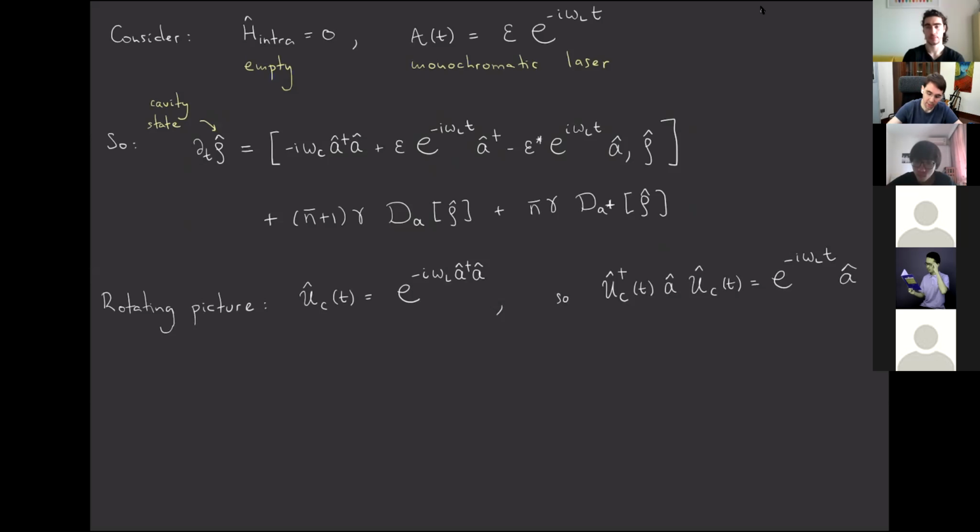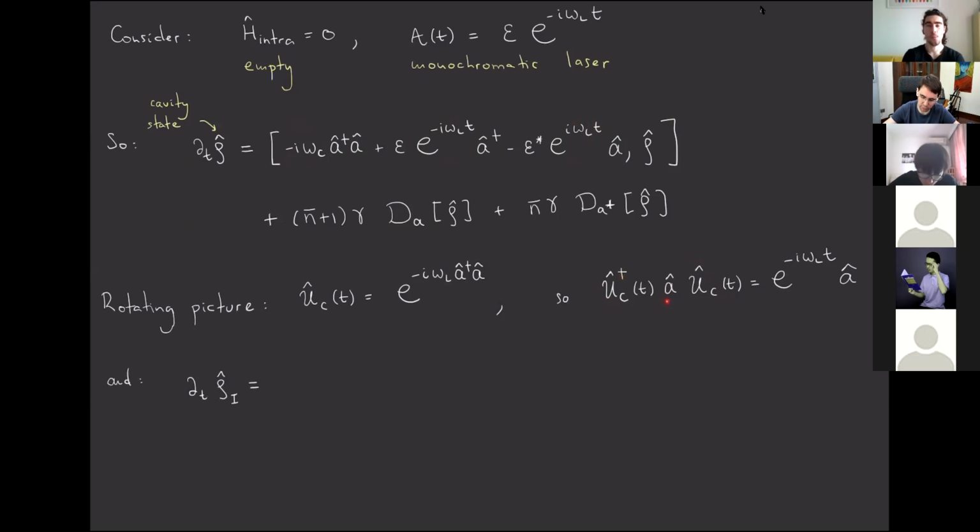Okay. And therefore, this brings us to the following master equation. So first of all, now we are in the intermediate picture. So we have to transform the Hamiltonian, right? Transforming the Hamiltonian means that we have to take the Hamiltonian in here and apply this transformation.